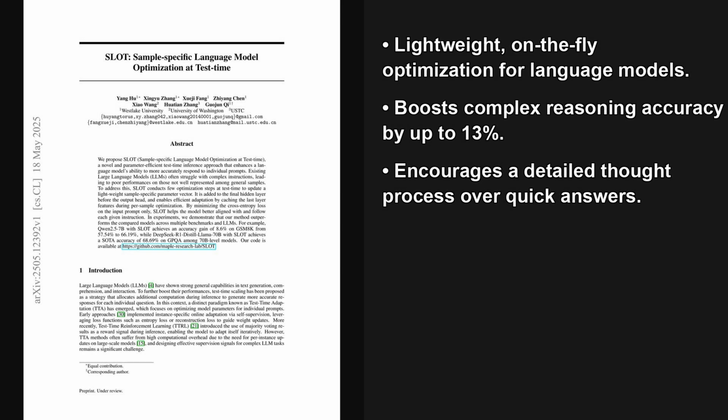Looking at these examples, it's clear that SLOT offers a really clever and efficient way to boost a model's reasoning capabilities. It's not about expensive retraining. It's a simple, targeted nudge at test time that encourages the model to generate a more detailed thought process. This work is a great reminder that sometimes the most effective improvements can also be the most lightweight.